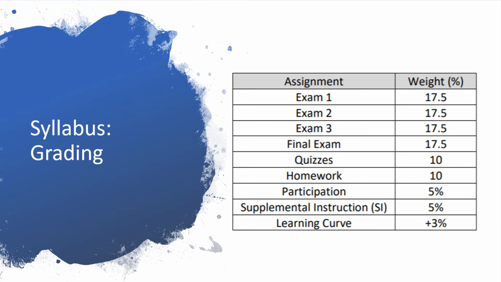And then there's the possibility of up to 3 additional points based on the learning curve assignments, which are part of the Sapling Learning Homework platform. The way that will go is, well, I'll get to that in a minute. You can get up to a half point for each of the learning curve assignments, up to a maximum of 3 points.